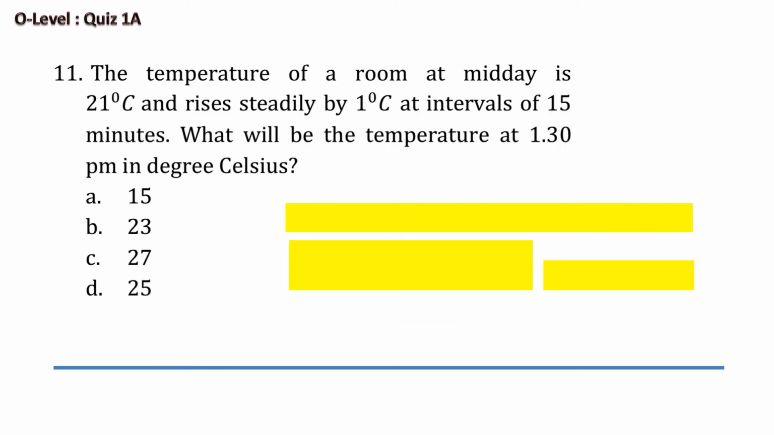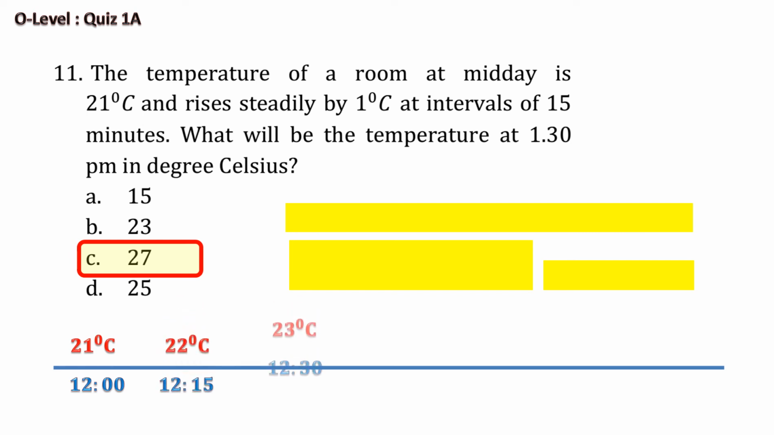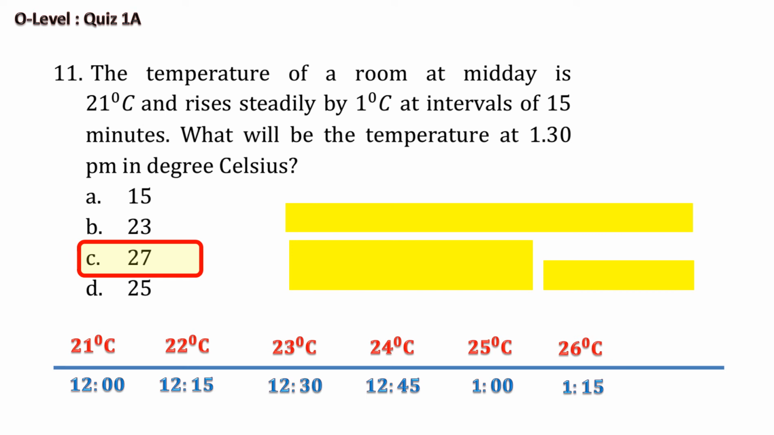Question 11. The temperature of a room at midday is 21 degrees Celsius and rises steadily by 1 degree Celsius at intervals of 15 minutes. What will be the temperature at 1:30 p.m. in degrees Celsius? So this question can be answered in 2 ways. The first way, we have at midday it is 21 degrees, at 12:15 it is 22, 12:30 is 23, 12:45 is 24, 1 o'clock is 25 degrees Celsius, 1:15 is 26 degrees Celsius, and at 1:30 it is 27 degrees Celsius, and that's the answer.